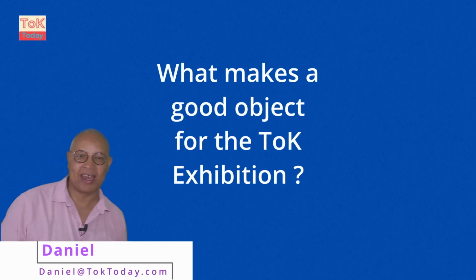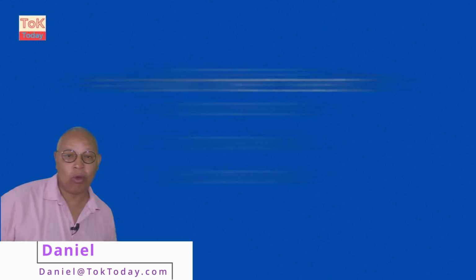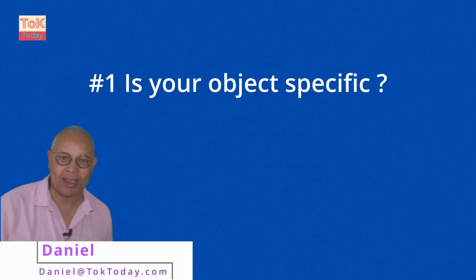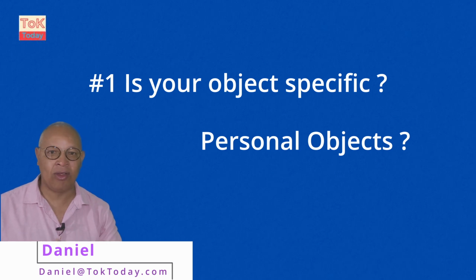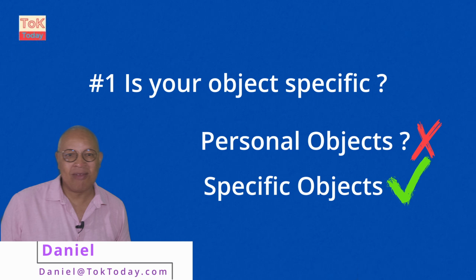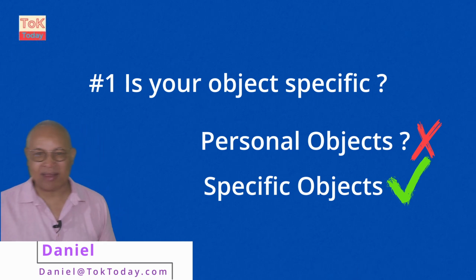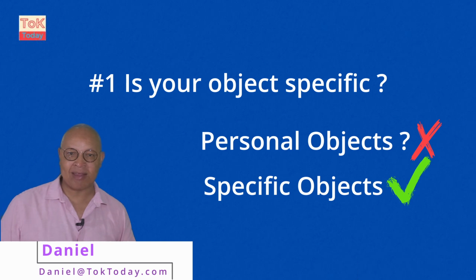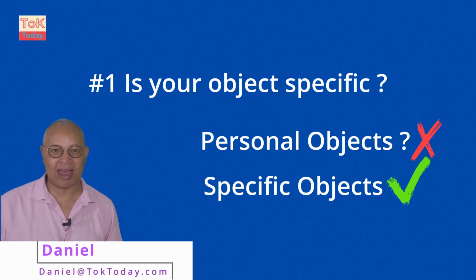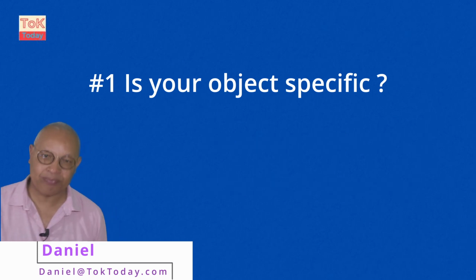We're going to clarify how and why you should choose particular objects for your ToK exhibition. So, rule number 1, is your object specific? Some people think that objects have to be personal. They don't. They do have to be specific, which obviously raises the question, what makes an object specific? Well, one way to make an object specific is to use a personal object, which is where the myth that the object has to be personal must come from.